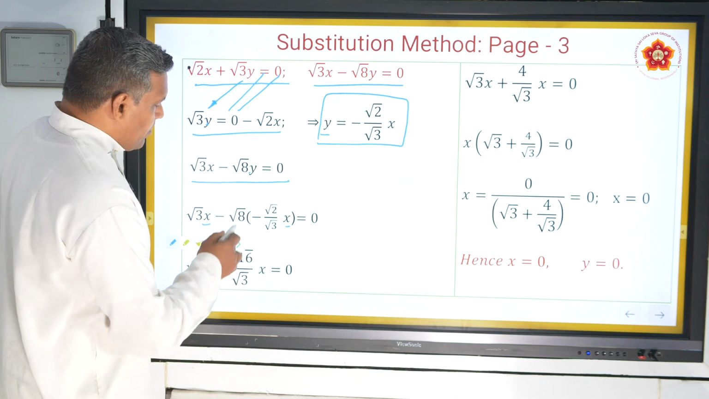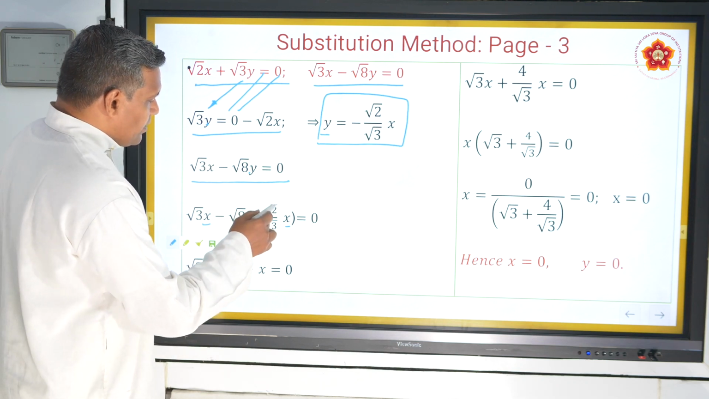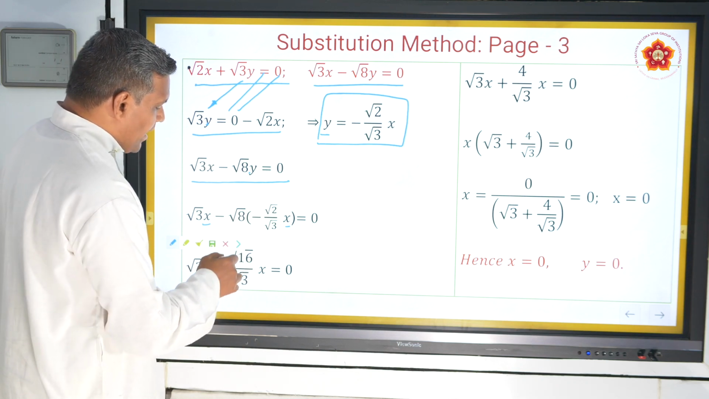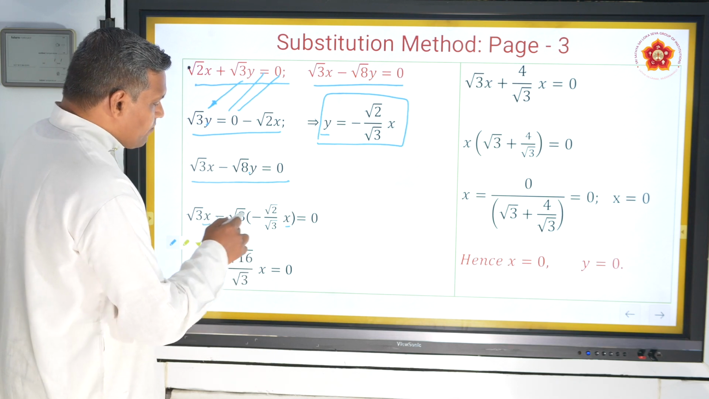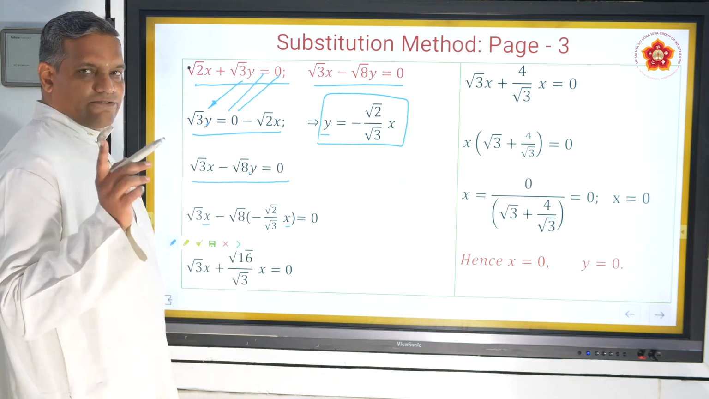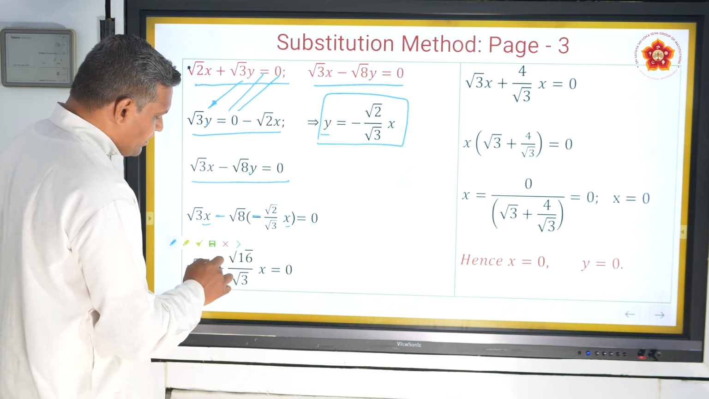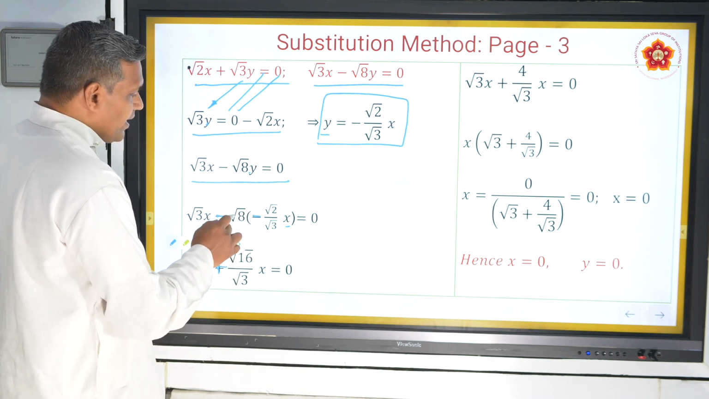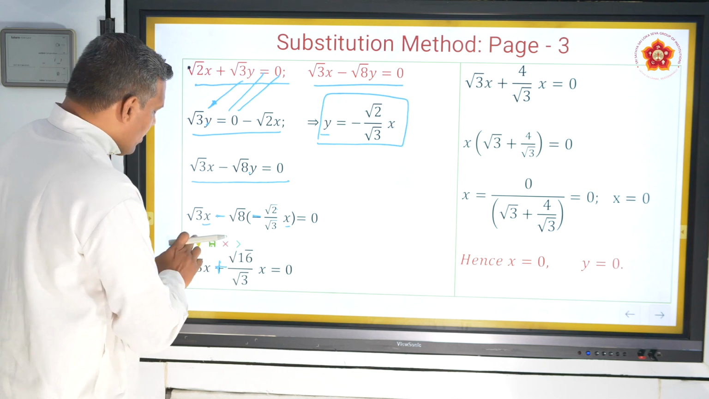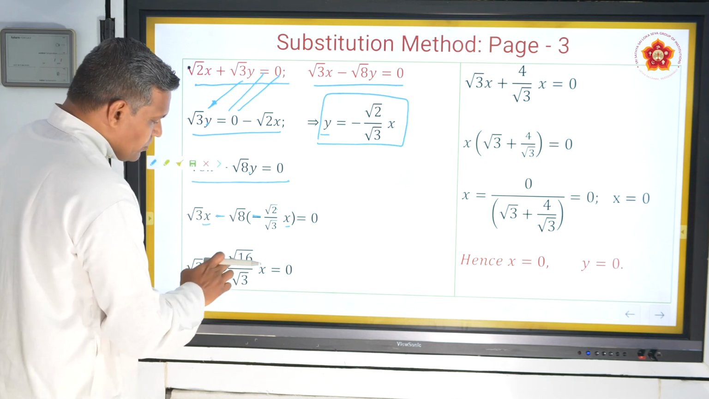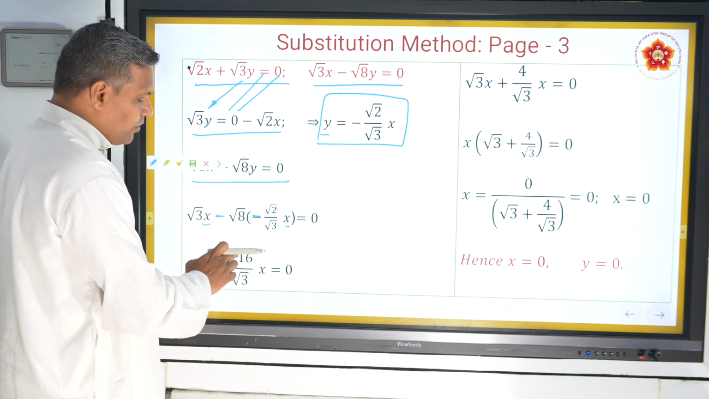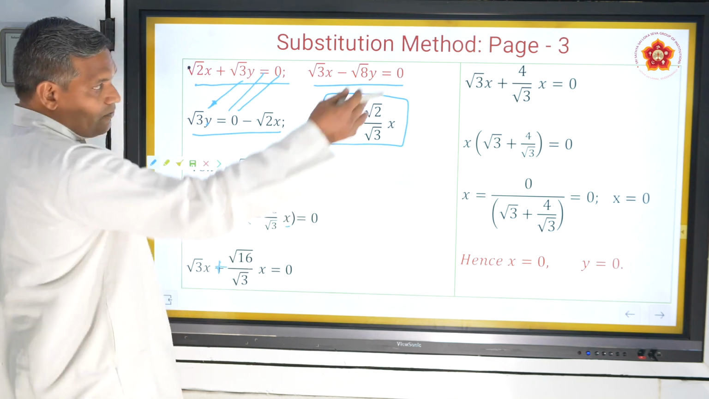So then what you do, multiply root 8 into root 2, 8 2s are 16, minus of minus will become plus. Careful, minus of minus will become plus here, that you remember, and 8 2s are 16, and you also know what root 16 is. Root 16 is, of course, 4 by root 3. So we'll go for there.